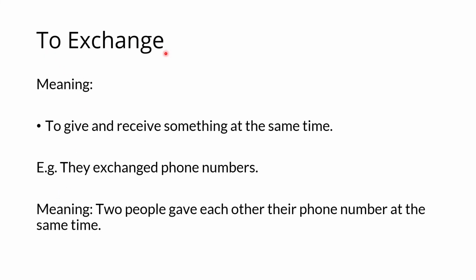Okay, to exchange. Now exchanging is slightly different. It means to give and receive something at the same time. For example, they exchanged phone numbers, and that means two people gave each other their phone number at the same time. So an exchange is giving and receiving something at the same time. So exchanging always involves two objects that are swapped. So either two phone numbers, or it might be something you're returning to the store in this context and getting a new one in return. So exchanging something that's faulty for something that is working.